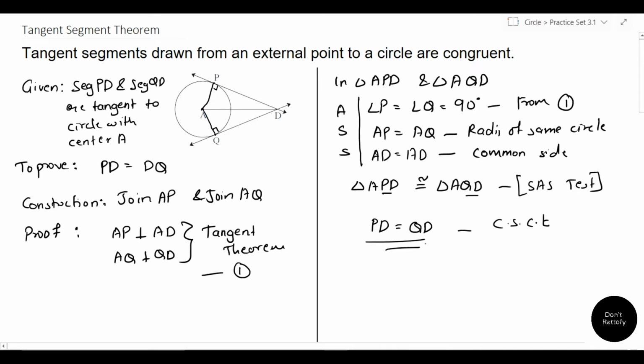This is a very simple sum. This is what we wanted to prove. Basically, this theorem says that when two tangents are drawn from one external point to the same circle, then those two tangents are congruent, or the lengths of those two tangent segments are equal. Okay, this is what the theorem says.